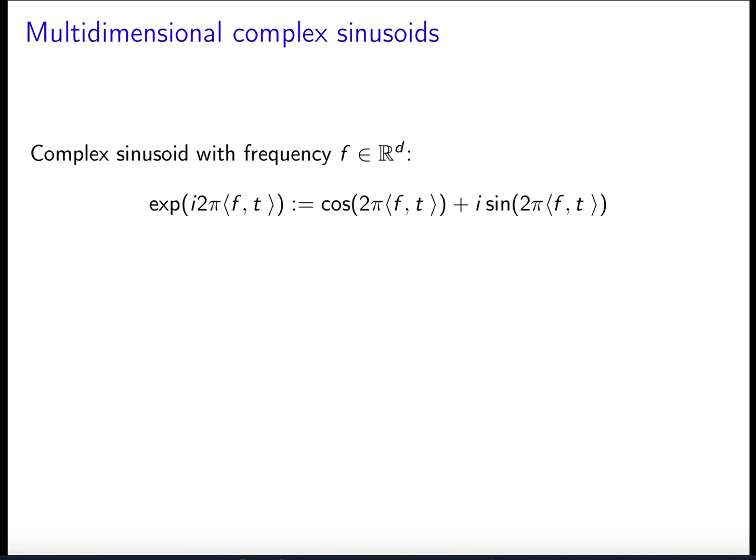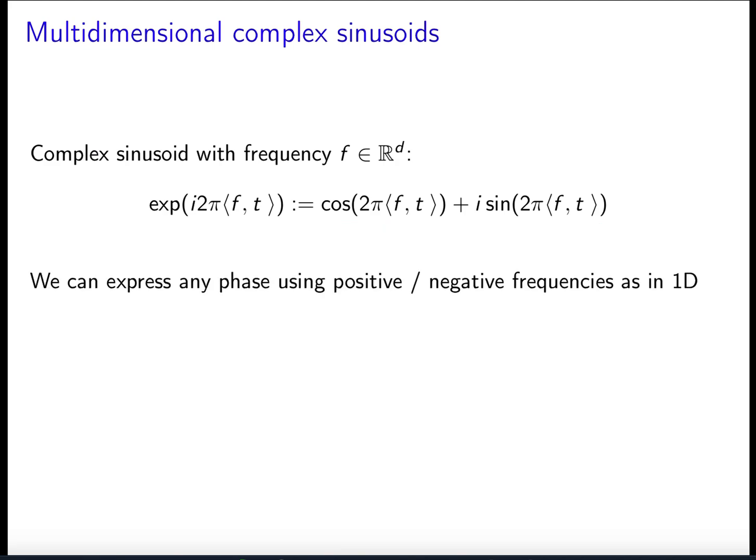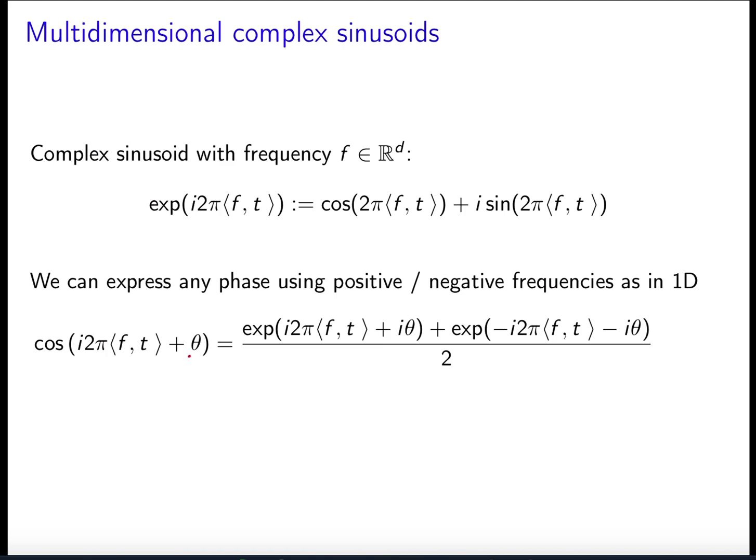A complex exponential has a real part that is a cosine, which is the multidimensional cosine that we just defined, and the imaginary part is a shifted cosine, which is a sine, again similar to what we have just defined. And now the trick here is that if we have any arbitrary phase, theta, we can express it in terms of two complex exponentials. The reason is, I'm just going to remind you very quickly, although we already saw this for 1D, that the complex exponential is equal to cosine plus i times sine.